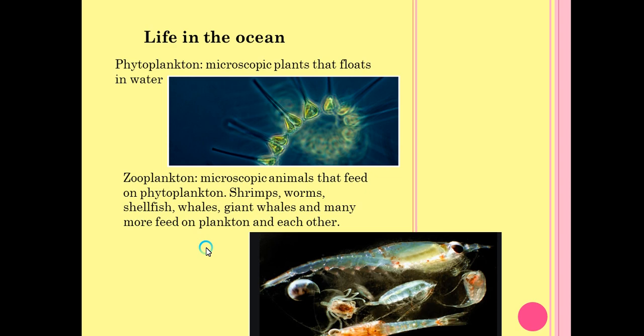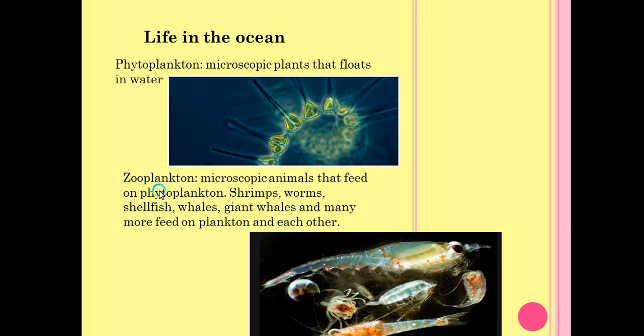Going to the next outline, life in the ocean. We have some animals that live under the ocean. The first one is phytoplankton. It's a microscopic plant that floats in water, because plants are also living things. So some animals will feed on these phytoplankton.